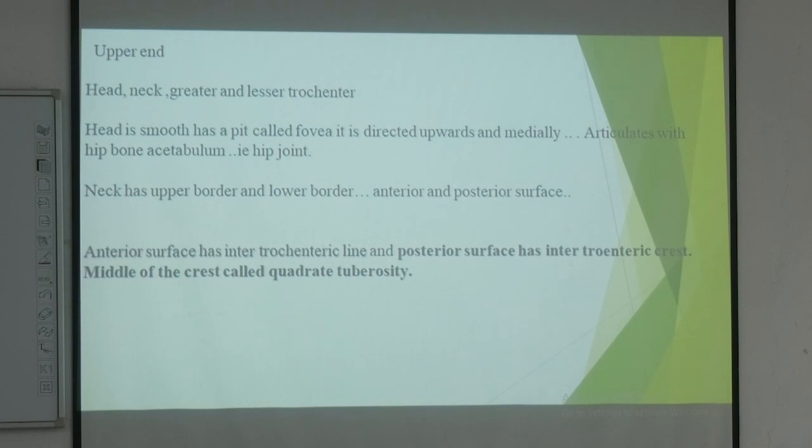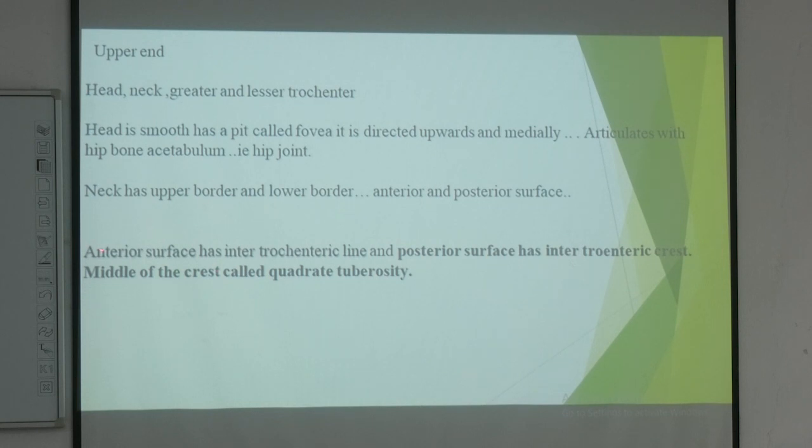Then after the head, we have the neck, which joins the head with the shaft. That particular piece of the bone we call the neck. The neck has two borders: one above, one below. We call them the upper border and lower border of the neck. It has two surfaces: one facing anteriorly, one facing posteriorly. So two borders, two surfaces. Okay? Good?